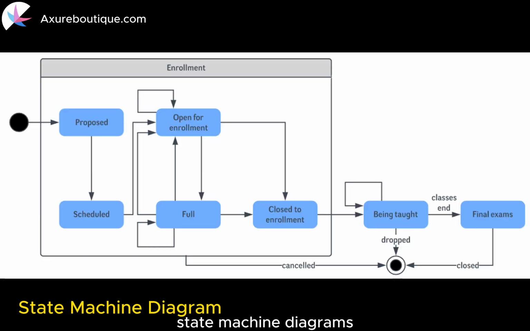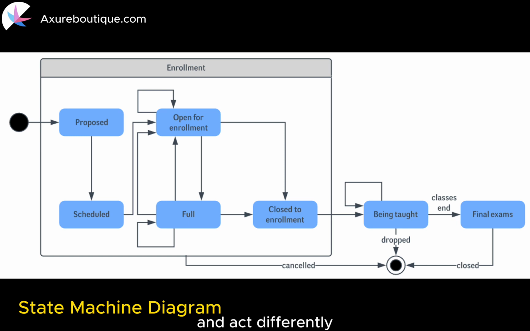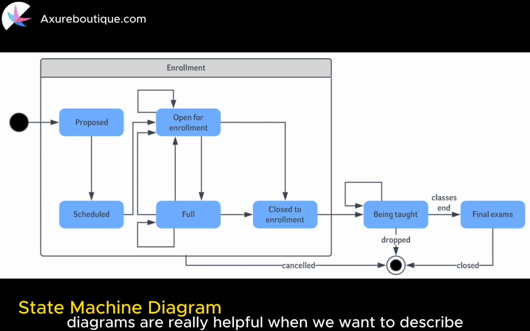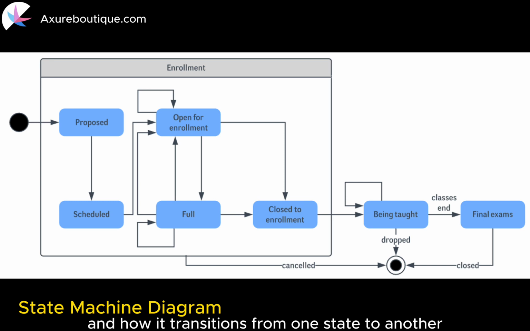State machine diagrams are like visual guides that show how objects behave based on their current state. They help us understand how objects change and act differently depending on their situation. In a state machine diagram, we use different shapes and arrows to represent the different states an object can be in. These states could be things like on or off for a light switch, or open or closed for a door. State machine diagrams are really helpful when we want to describe how objects behave in different situations. They show us the different states an object can be in and how it transitions from one state to another.